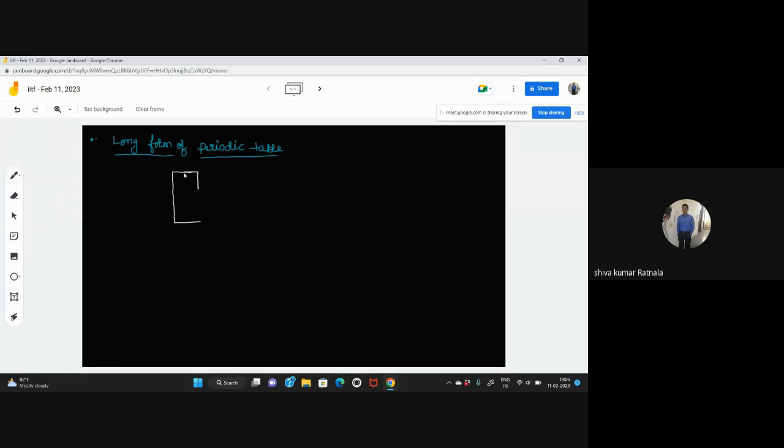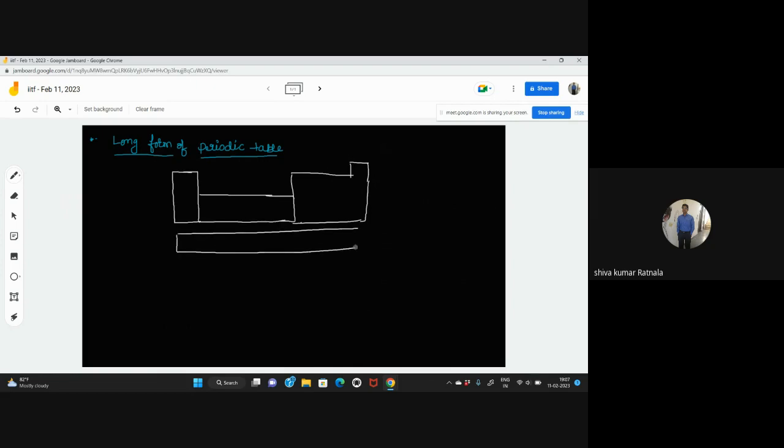Let me just draw the outer diagram, nothing else. How it looks, and in between we have this. Generally here we are going to have hydrogen. This is the S block elements, and this is the D block elements. This is the P block elements, and this is the F block elements.